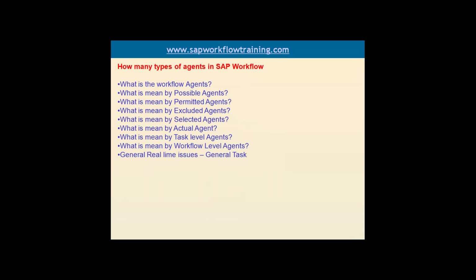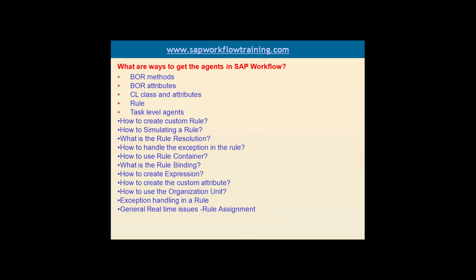Okay, so these are all detailed, we can discuss in the agent topic, and what are the ways to get the agent in a simple workflow. Generally, designing is different, and getting the agents into the workflow is different. Like we have to again use code to get the agent into the SAP business object. Again, we will use the business object methods, attributes, classes, roles, task roles to get the agents.